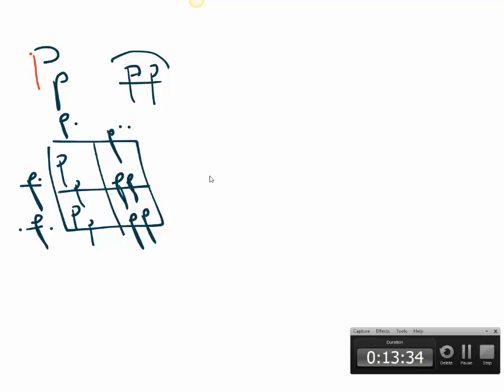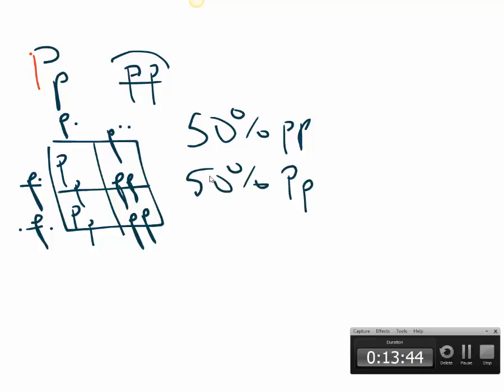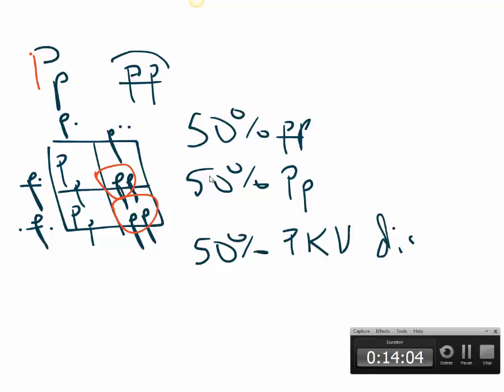So the genotypes in this arrangement, we have 50% that are going to be little p, little p, and 50% that are going to be heterozygous, big P, little p. The phenotypes, the physical expression of these traits, is that we're going to have 50% that are going to be little p, little p, so these individuals are going to have PKU. So 50% PKU disease, and 50% are going to be normal.